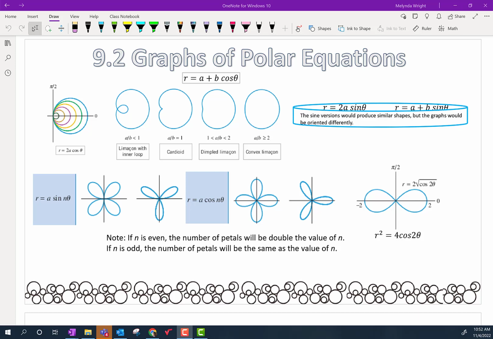Okay, so today's lesson is about graphing our polar equations, and we're just going to graph a few of them. I have pictures of them listed right here. Let's talk about each one.